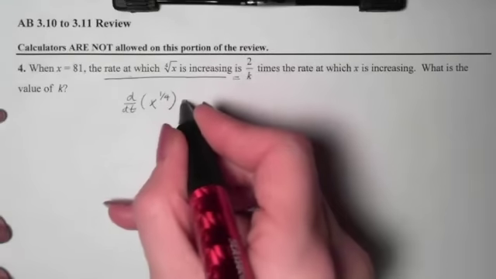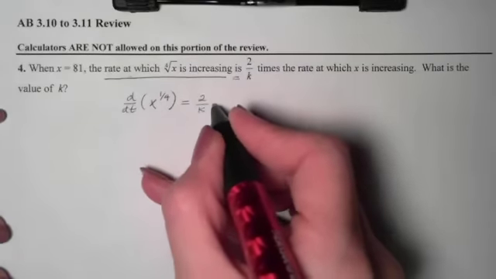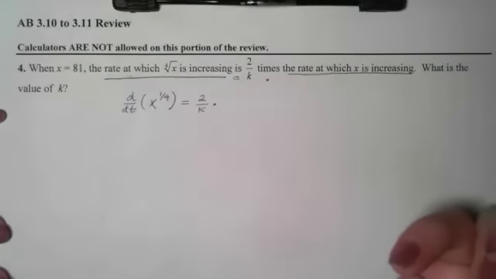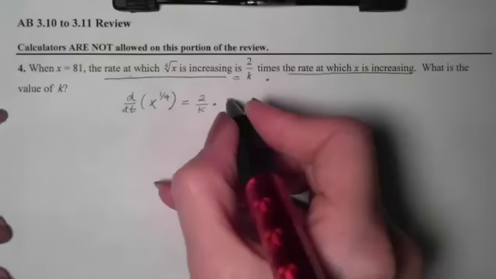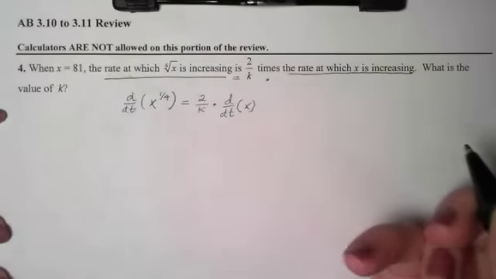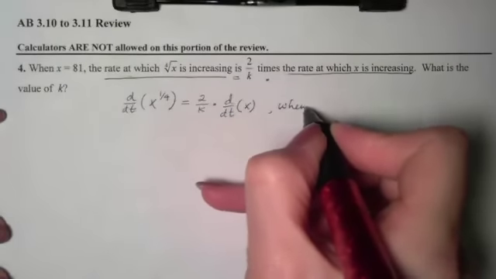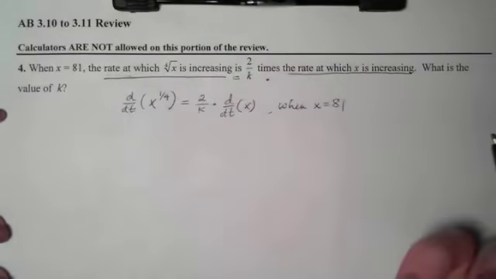Then we have that is or equals 2 over k times the rate at which x is increasing. So again, this is words or a verbal representation of the derivative with respect to time of x. And this statement is true when x equals 81. So our job is to find the value of k.